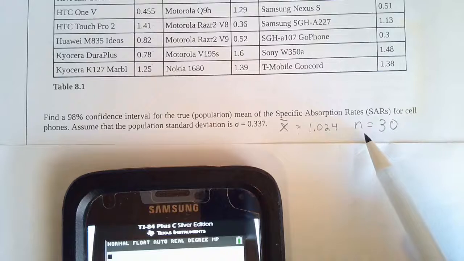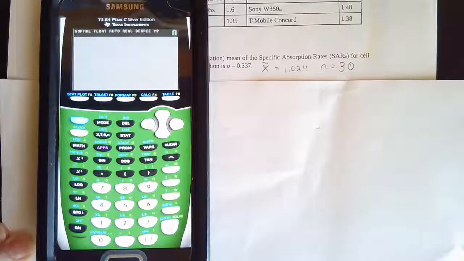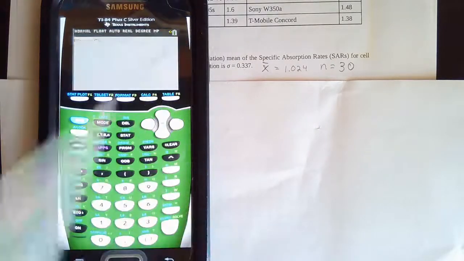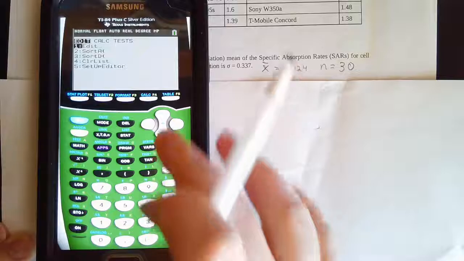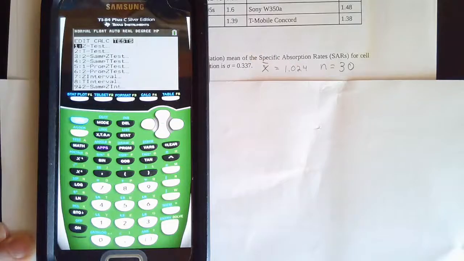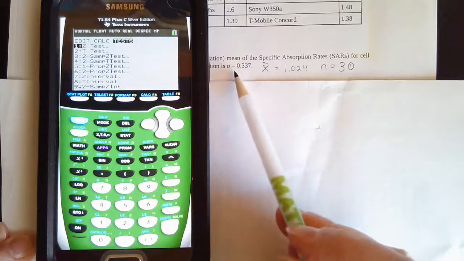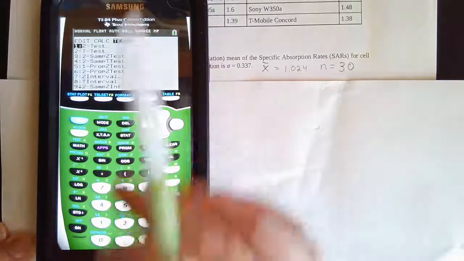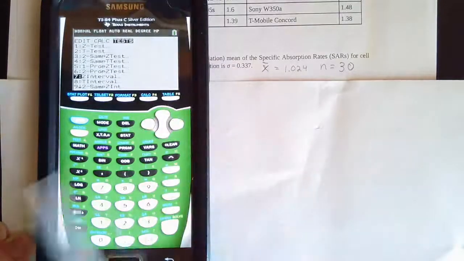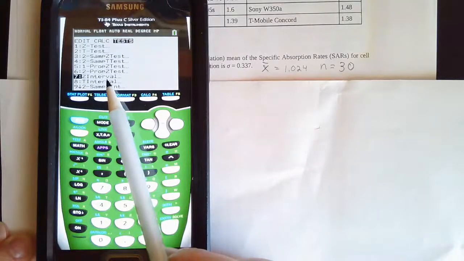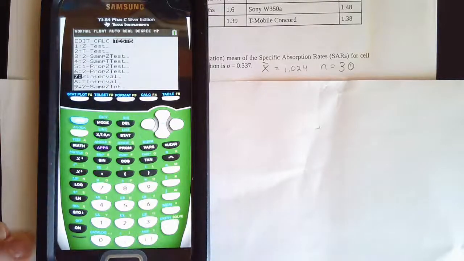All right, so the way that we do this is we're going to go to stats, not distributions. Go to stats, and we're going to go to the tests. We're going to use the z because we have the population standard deviation. So we're going to come down here to the z interval, because that's what we're looking for, our confidence interval. We're using the z because we know the population standard deviation.